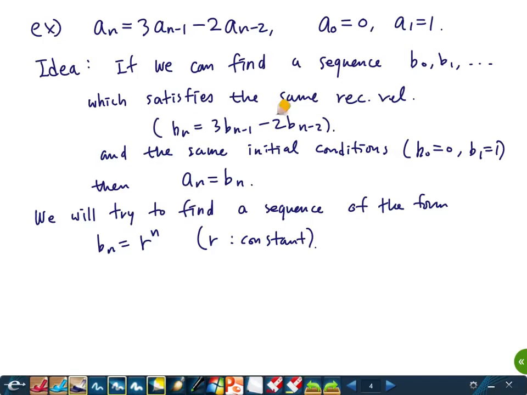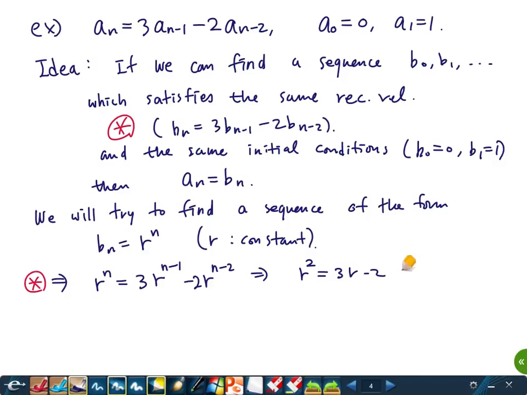And what does this mean? Let's say this is the recurrence relation, and this implies what? We can just substitute this there: r to the n equals 3r to the n minus 1 minus 2r to the n minus 2. If b_n, given by r to the n, satisfies this, of course r must satisfy this. And from here, we divide both sides by the lowest power. Then we obtain r squared equals 3r minus 2, or in other words, r squared minus 3r plus 2, which is (r minus 2)(r minus 1) equals 0, right?